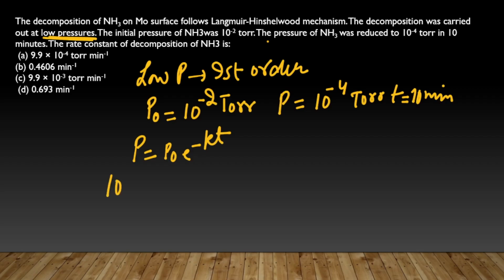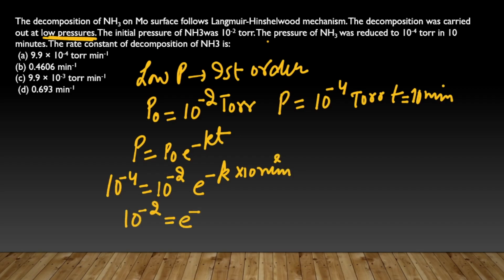So this is 10 raised to the power of minus 4. This is equal to 10 raised to the power of minus 2 times e raised to the power of minus k, and the time is 10 minutes. So this becomes 10 raised to the power of minus 2, which is equal to e raised to the power of minus 10k.